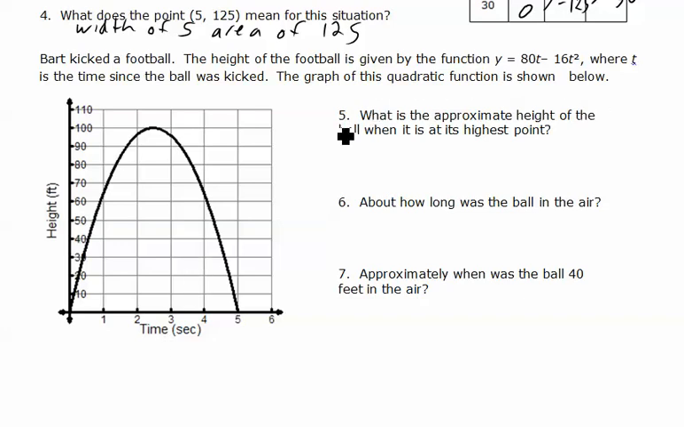So what is the approximate height of the ball when it is at its highest point? All right, so it's up right here at its highest point. We also call this the what? We call it the vertex. So the vertex is going to be at 2.5 seconds, and it got up to 100 feet high. So it was 100 feet high at its highest point. Now, how long was the ball in the air? So it started here at 0, and then it ended up at 0 here. How many seconds is that? So that is 5 seconds.